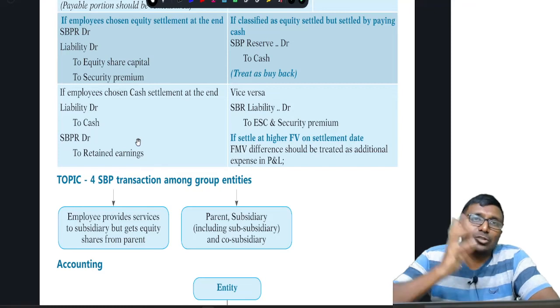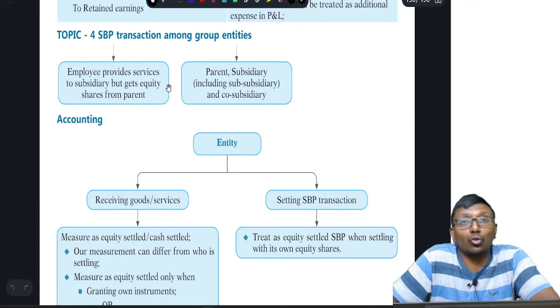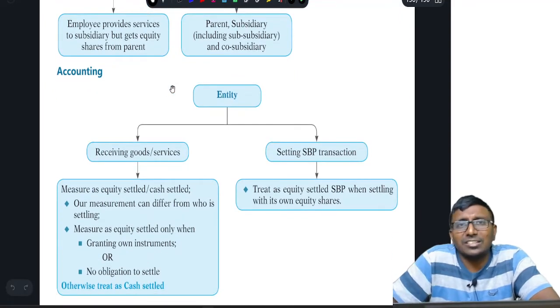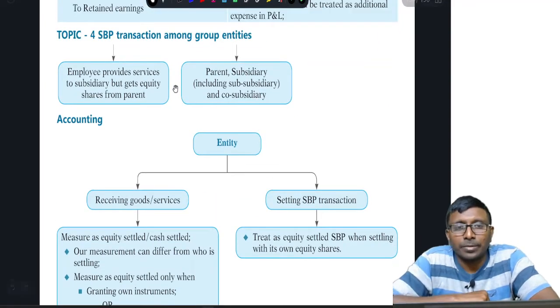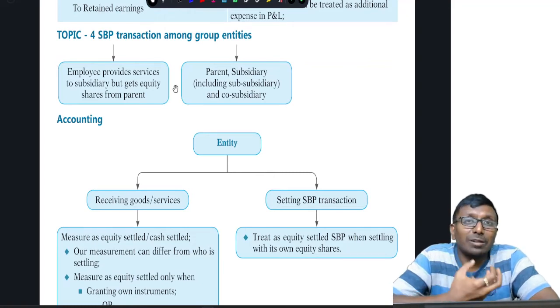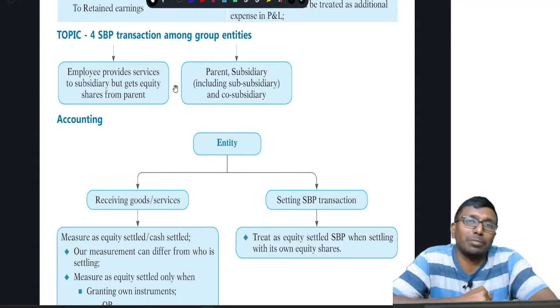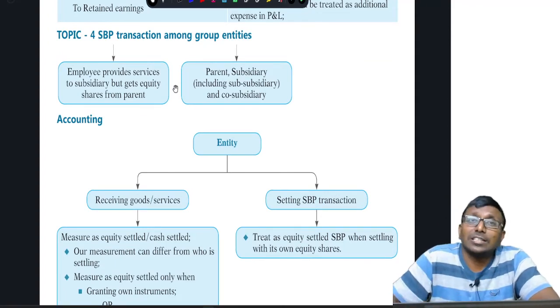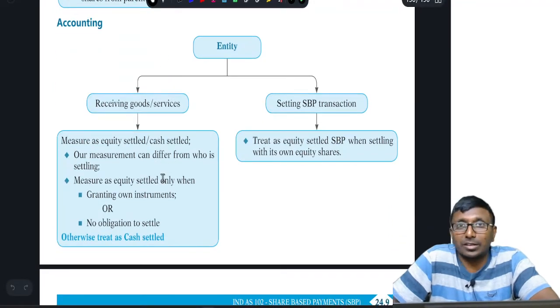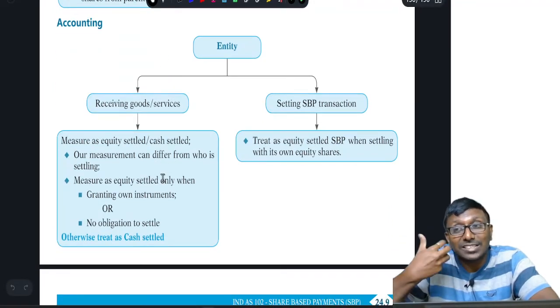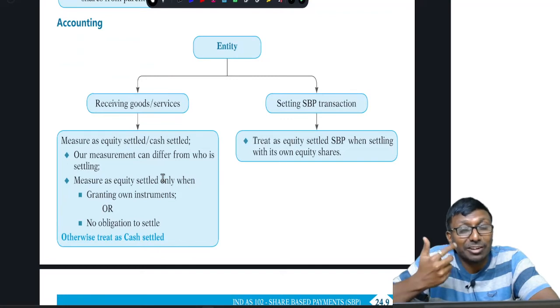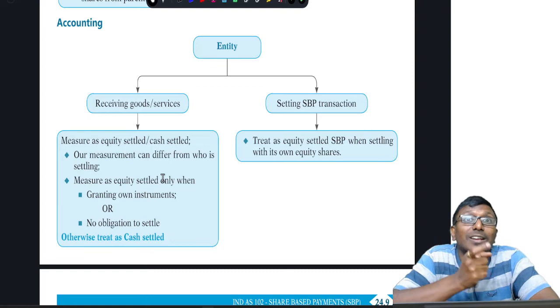That's it. Right. Let's go to the last topic, that is topic number 4, share-based payment transactions among group entities. That is where it is happening between the parent and subsidiary company. Correct. So in this case, generally what will happen, the subsidiary company will be receiving the goods or services, but the payment may be happening from the holding company's point of view. Yes, the company which is receiving the goods, correct? If it is receiving the goods, even if it does not have an obligation to settle it, then it is obviously equity settled share-based payment for that entity.